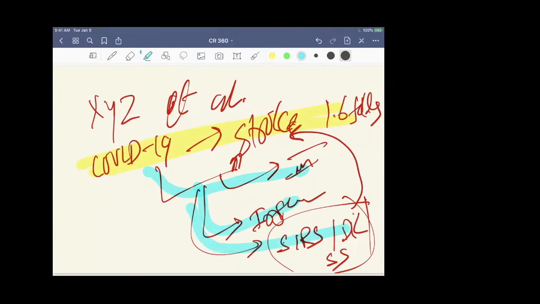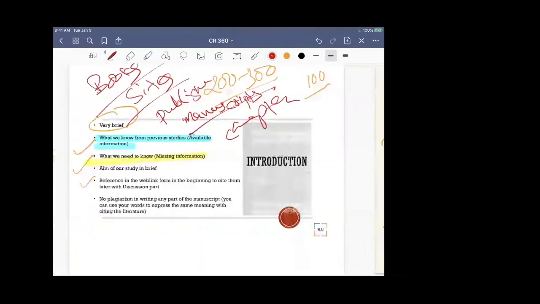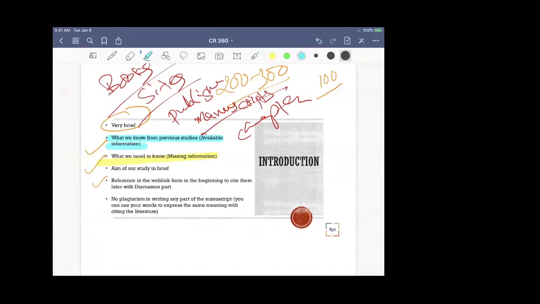And our goal, then, is to identify if there is any relationship between these two. So basically you are identifying the missing information, what information is missing, and then you can create the aim of your study.